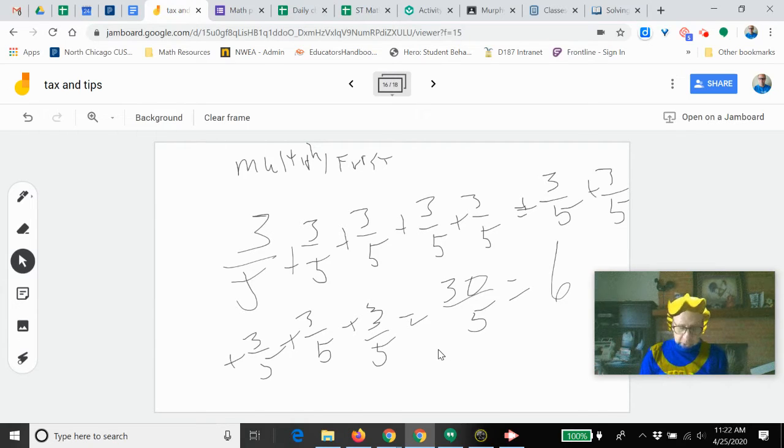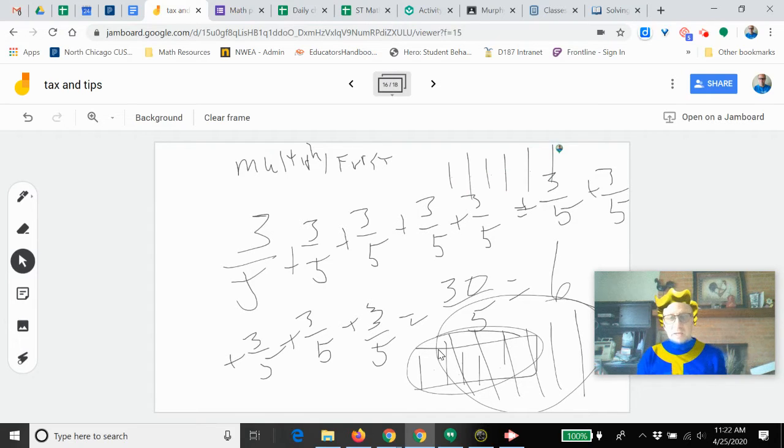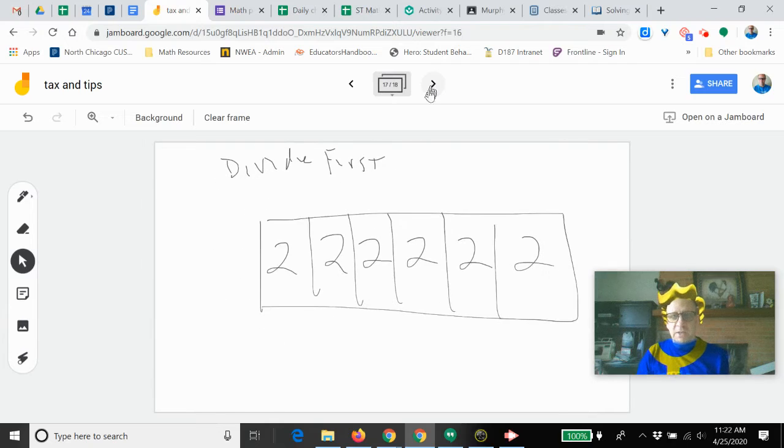I'm pulling up my iPad here so you can see real quick. So 30 groups of 5: 1, 2, 3, 4, so there's 5 pieces, right? And if I have 30 of those, I have 5, 10, 15, 20, 25, 30. So that would be 6, right? 1, 2, 3, 4, 5, 6. That's 6. So 30/5 is 6, or 30 divided by 5 is 6.